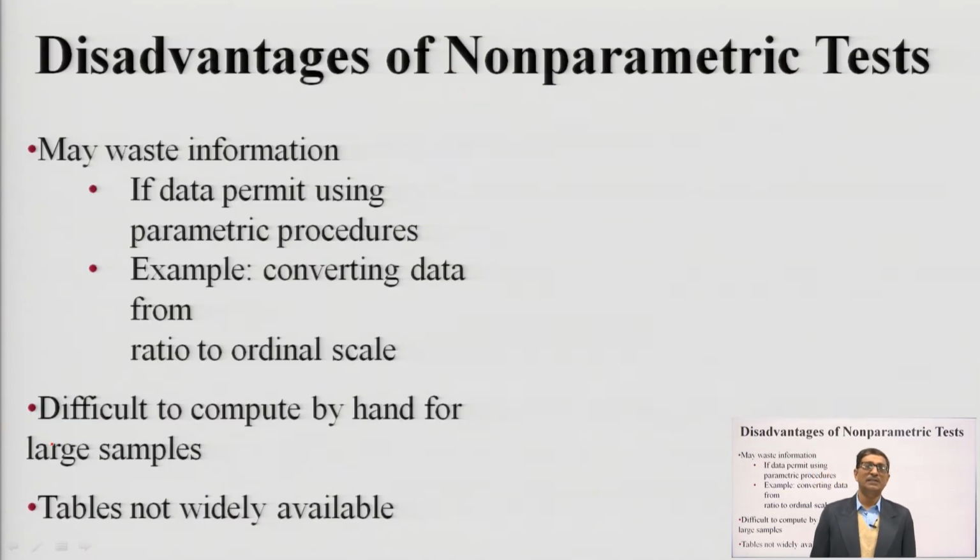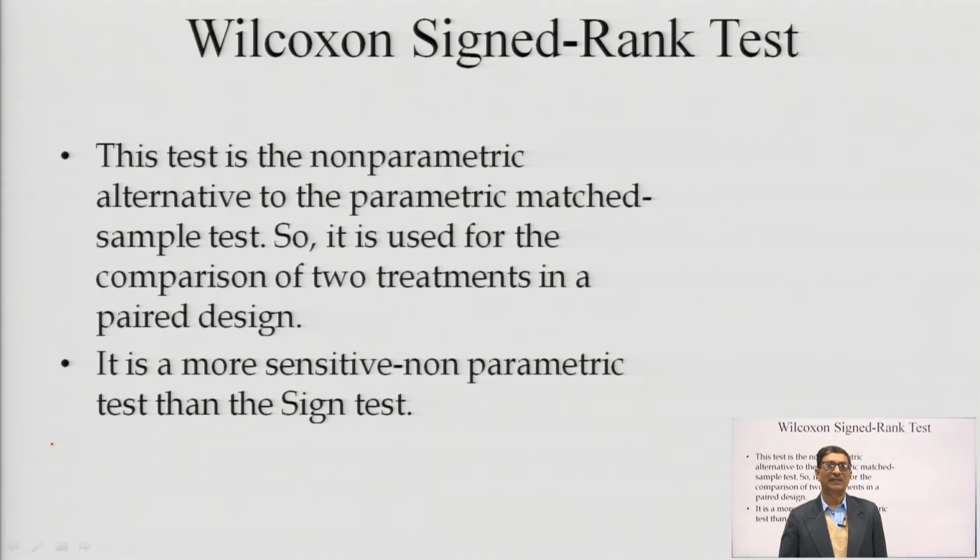There are some disadvantages of non-parametric tests. They may waste information if data could have been analyzed using parametric procedures, for example, when converting data from ratio to ordinal scale. For example, with age, if we categorize the data into adolescent, young, old, etc., then some information may be wasted. It is also difficult to compute by hand for large samples, and some tables are not widely available for these tests. So, these are the disadvantages of non-parametric tests.